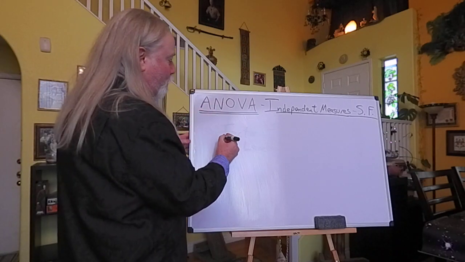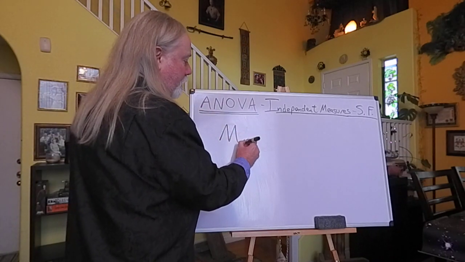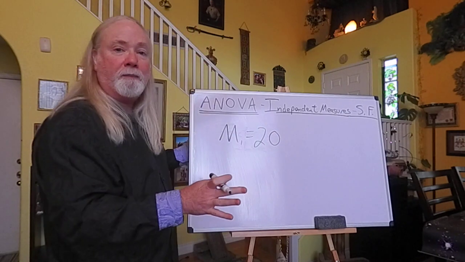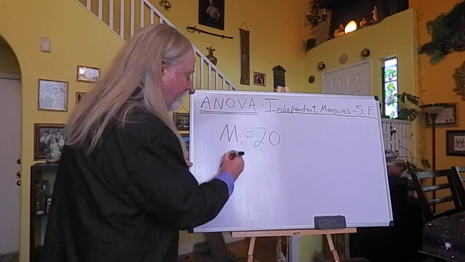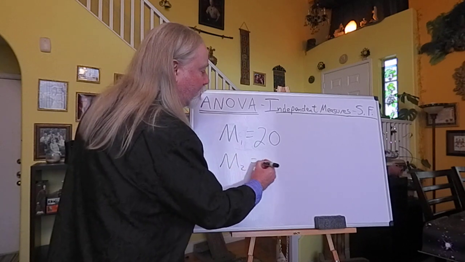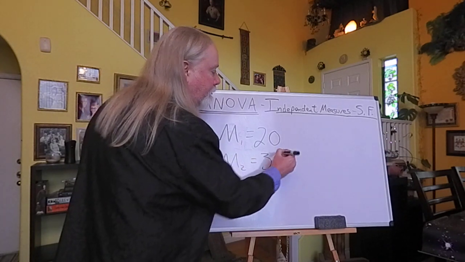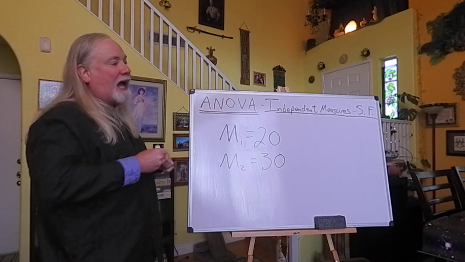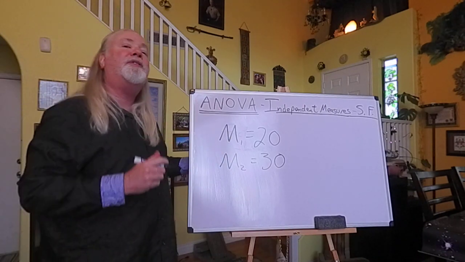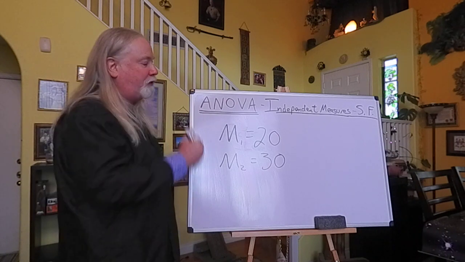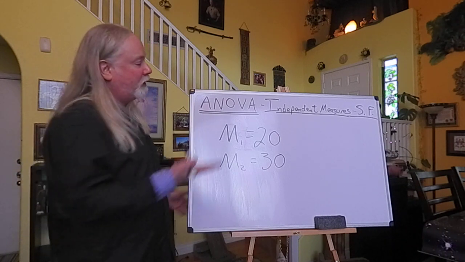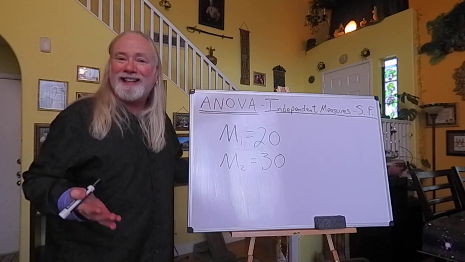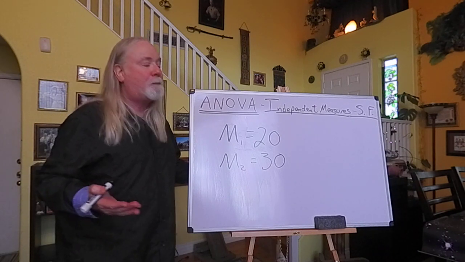Let's say I have one sample that has a mean of 20 points on whatever we're measuring. And then I have a second sample that has a mean of, we're going to say, 30 points. If we just had two samples, two sets of data, I could fairly ask the question, what is the mean difference between these two groups? What's the difference between the means? 20 points, 30 points, what's the difference between them? 10 points. The mean difference is 10 points.